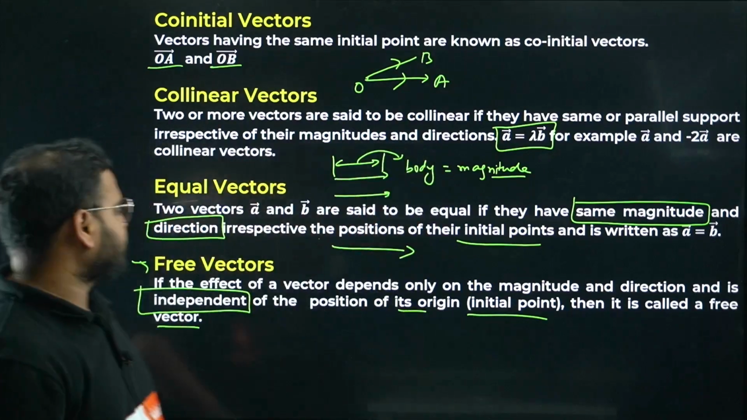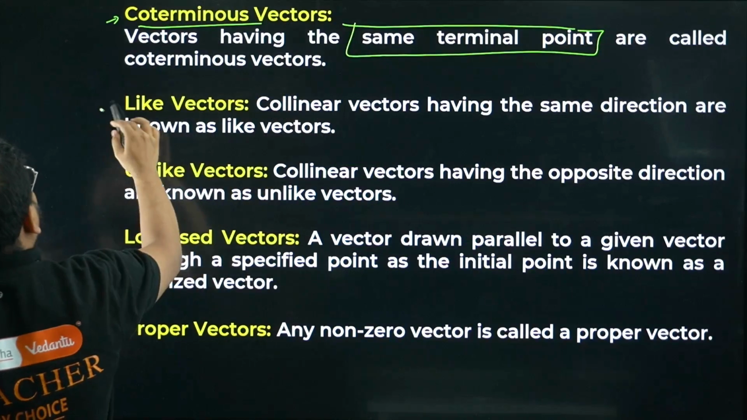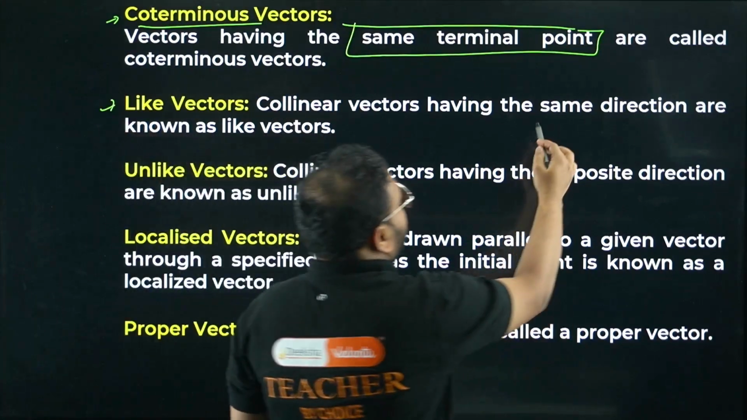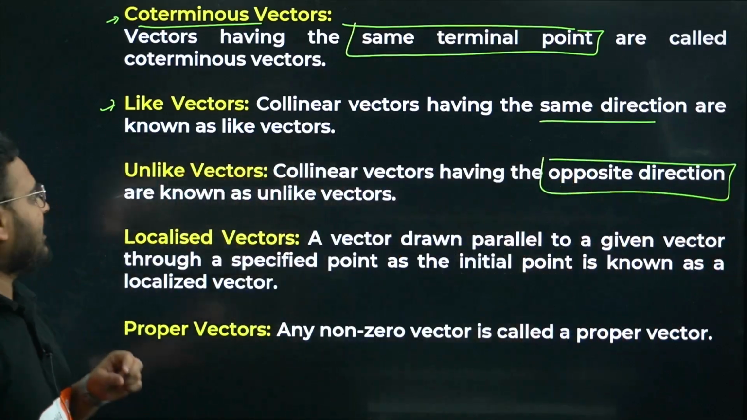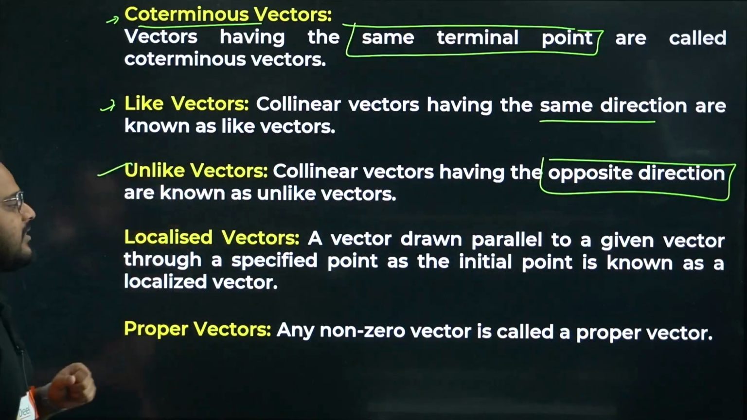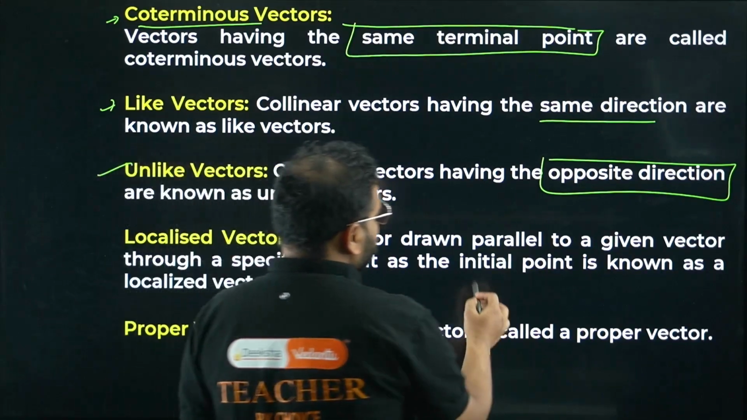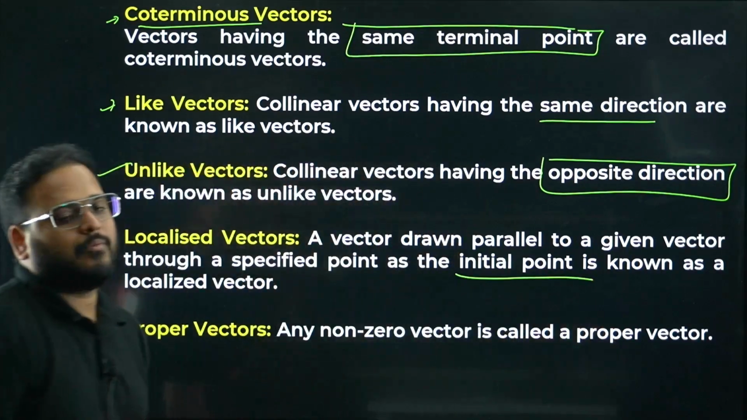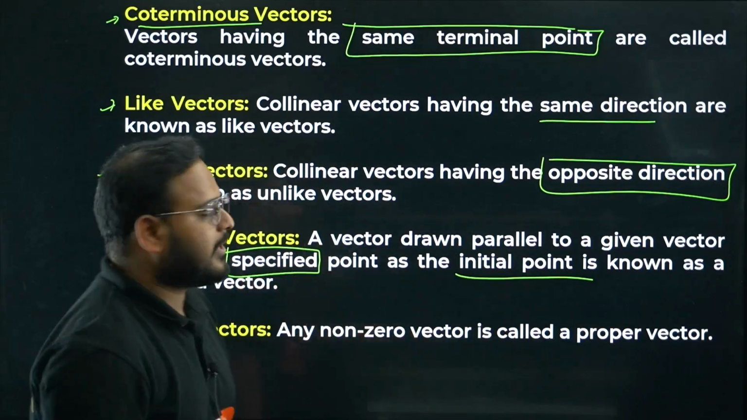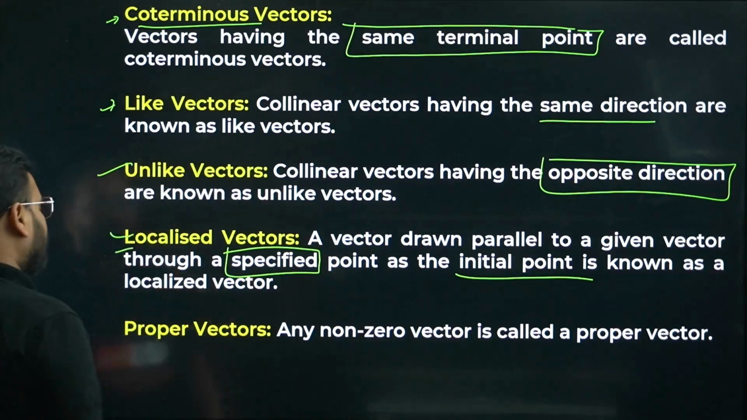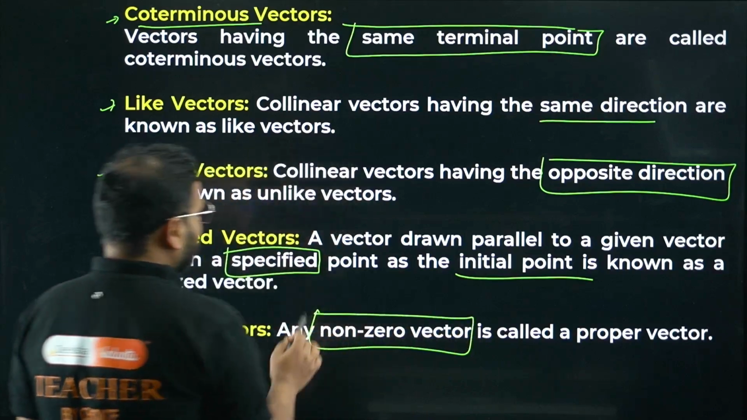Let's move on. I already did coterminous vectors. Like vectors means same direction; unlike means opposite direction. Localized vector: a vector drawn parallel to a given vector through a specified point as the initial point is known as a localized vector. There should be a specified initial point, and it should be drawn parallel to a given vector. Last is a proper vector. Any non-zero vector is called a proper vector.